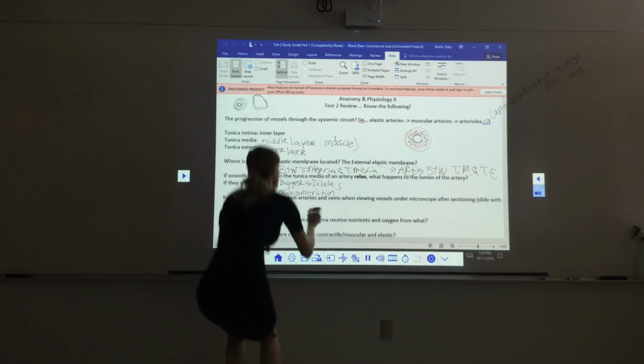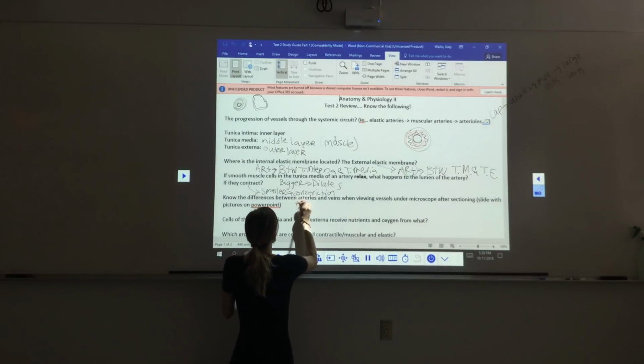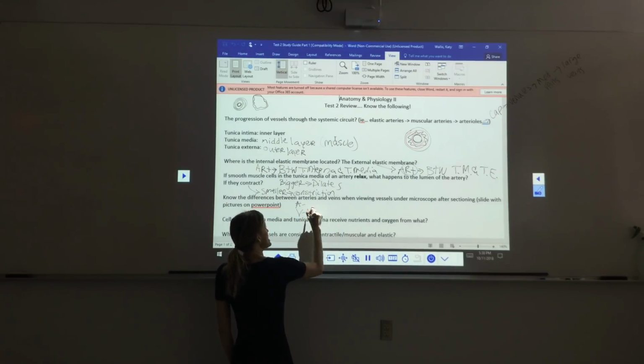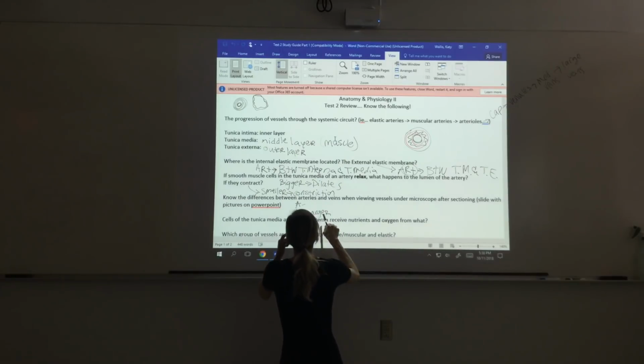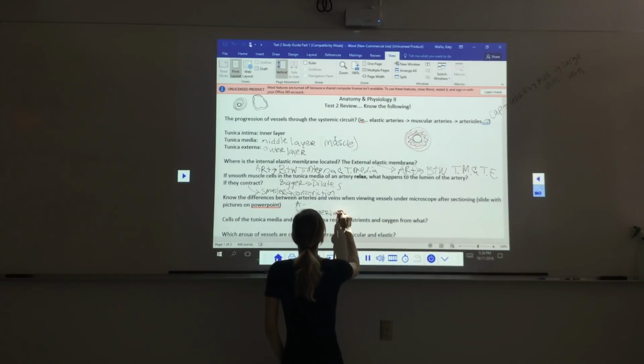So arteries and veins. The vein appeared larger, right? Like the lumen was bigger? The lumen was bigger, yes, but not the wall. Larger lumen, that's what I mean by larger. So larger lumen.